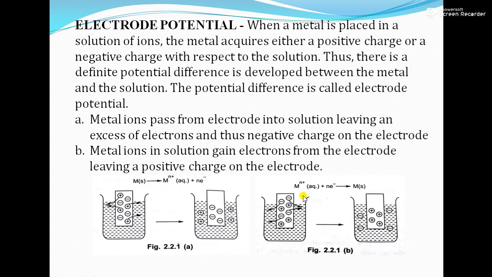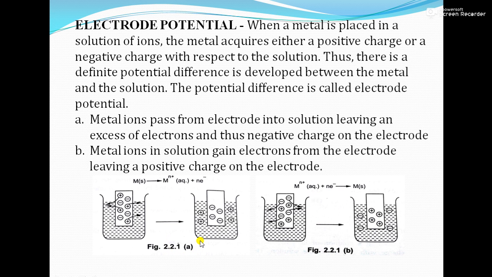Second is the reverse of the first reaction: the metallic ions present in the solution, that is Mn+, will take the electrons from the metal strip. That means negative charge on the metal will go to the solution and positive charge will remain on the metal strip. So that is also one type of generation of an electrical double layer. That is reduction. So reaction B is reduction, reaction A is oxidation.